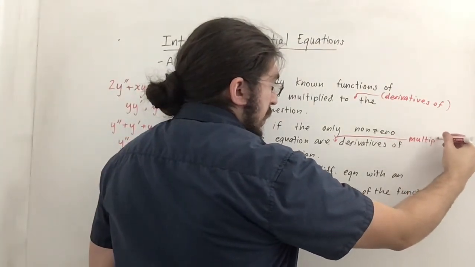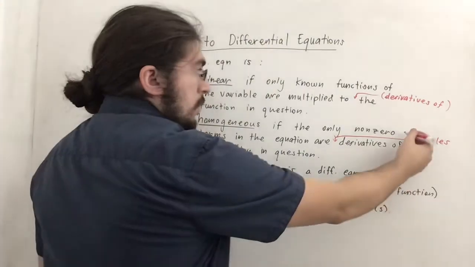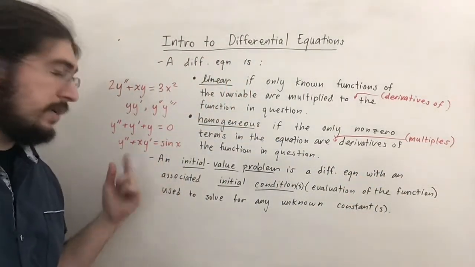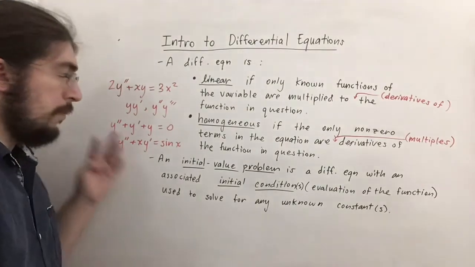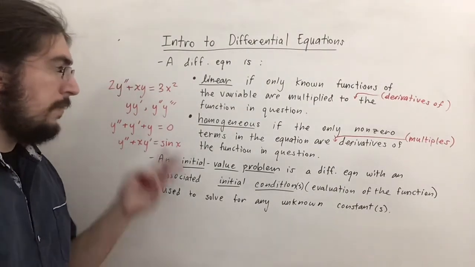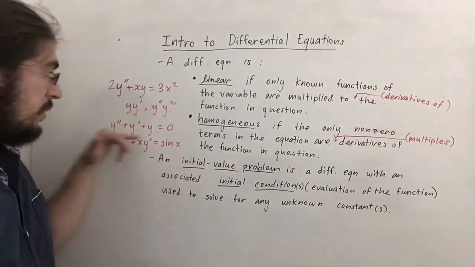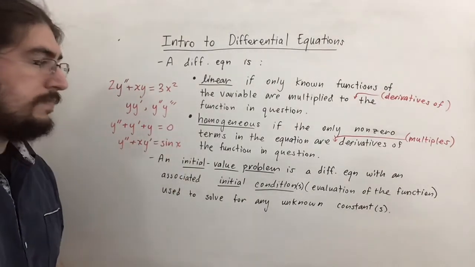And when I say multiples, I mean that we can possibly have x multiplied to y prime, for instance, or e to the x times y double prime, or something like that. So that would be homogeneous so long as you don't have a term that does not involve that. So here this is non-homogeneous, but here this is homogeneous.